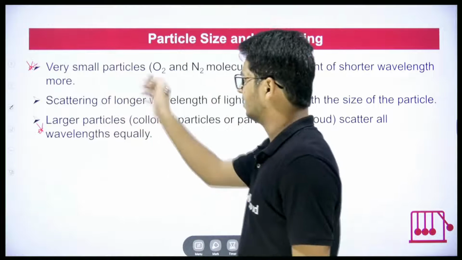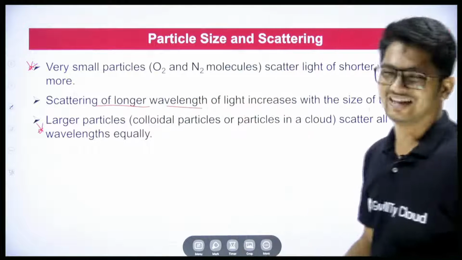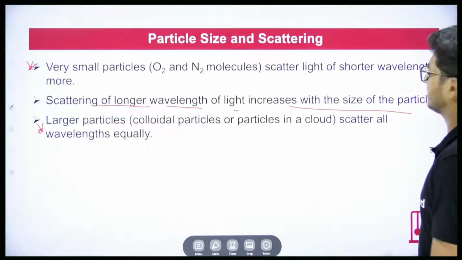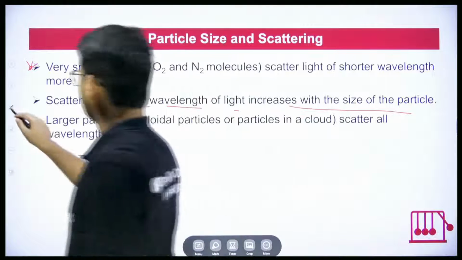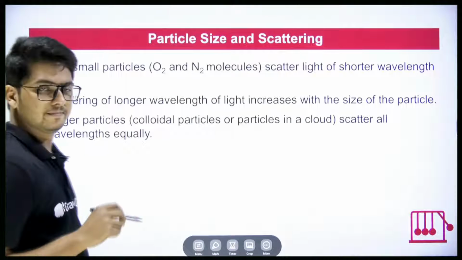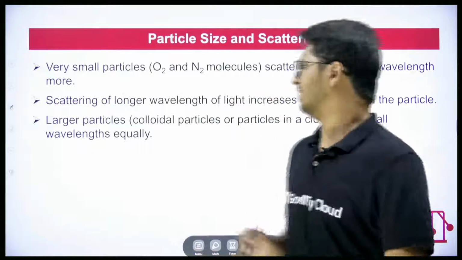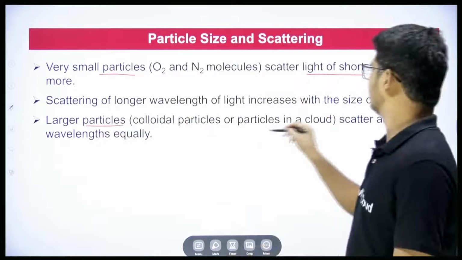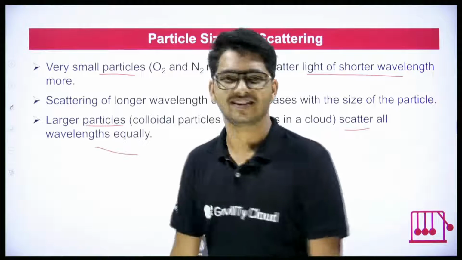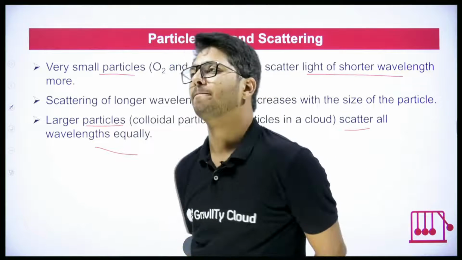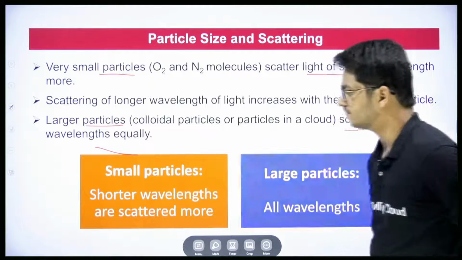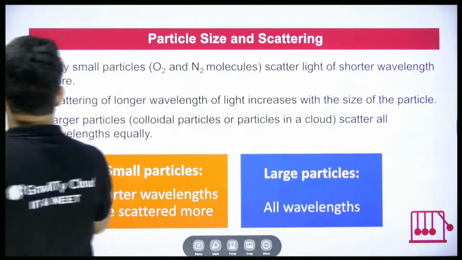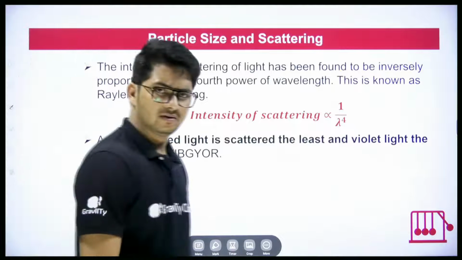And the second point is very simple. Scattering of longer wavelength of light, when I say longer wavelength, you can think of it as red color, increases with the size of particles. Simple. Understood? So very small particles scatter light of shorter wavelength. Larger particles scatter all the wavelengths equally. The same points are written here, small particles and large particles. You can go through them. Based on this itself, different phenomena occur. We'll go into that.